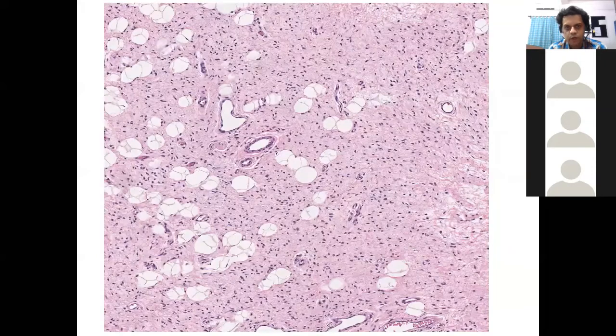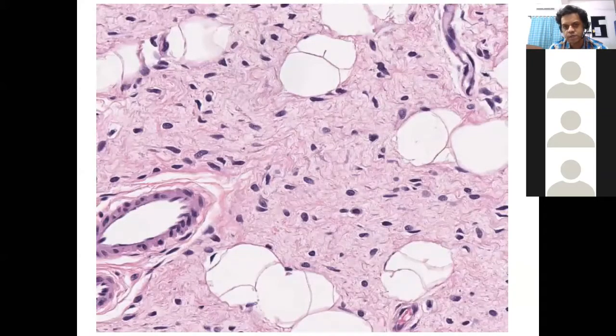Now we go into a higher power, and we see cells infiltrating through the adipose tissue, which are small. At that power itself, we have an idea that these are probably not spindle. They don't give the spindle thing. Rather, they give us an impression of being round, slightly roundish. Let's see at a higher power. There are a few spindle cells, but you are getting a sizable proportion of cells which are round, right?